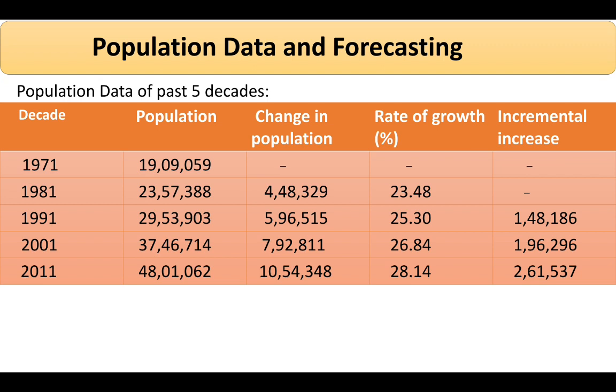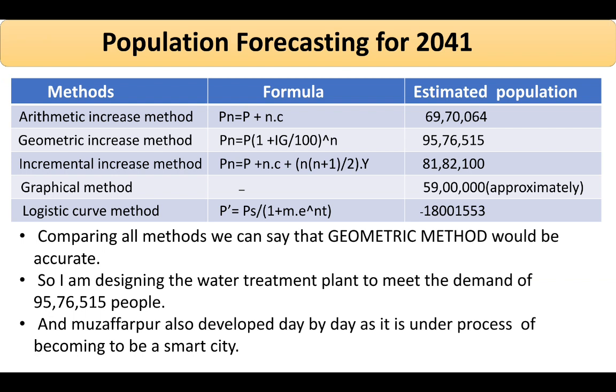So I collected the population data of the past 5 decades, and you can also see here the rate of growth percentage in 1981 is 23.48, and in 1991 25.30, and so on. In 2011 it's 28.14, and the incremental increase in 2011 is 2,61,537. So for forecasting the population for 2041, I used various methods like arithmetic increase method, geometric increase method, incremental increase method, graphical method, and logistic curve method. By comparing all the methods, the geometric method would give the accurate population for 2041.